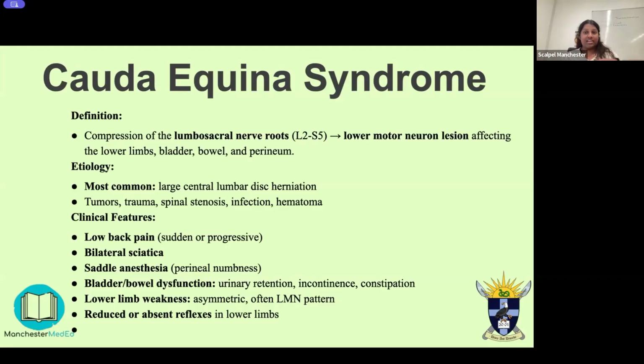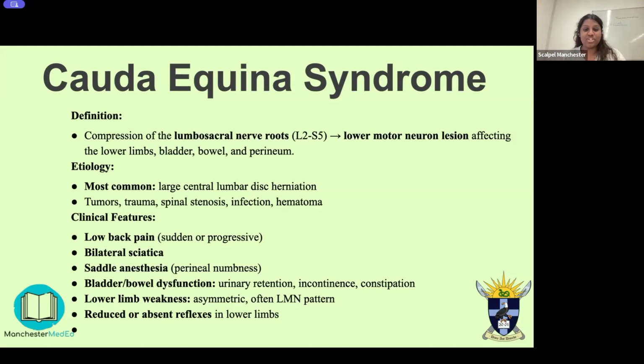You'll get bilateral sciatica, so pain radiating from the back of your hips all the way down your legs. Saddle anesthesia is basically, if you sit on a horse, the region that touches the saddle, your inner thigh, your genitals, all of that, is going to be numb. Again, that's the fun fact with cauda equina. Bladder and bowel dysfunction: the L2 to S5 roots control everything below the hips, so you're going to wet yourself, you're going to poo yourself. All of that is very concerning, especially for a patient who doesn't know what's going on.